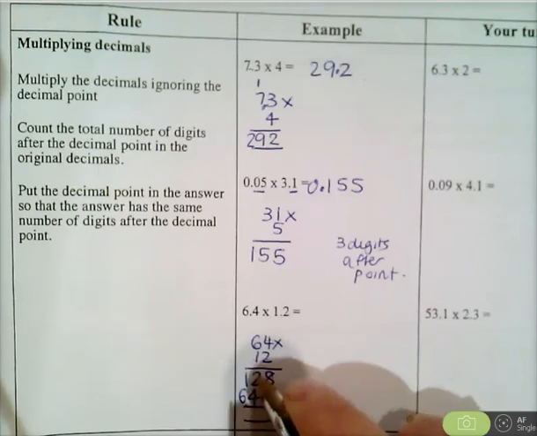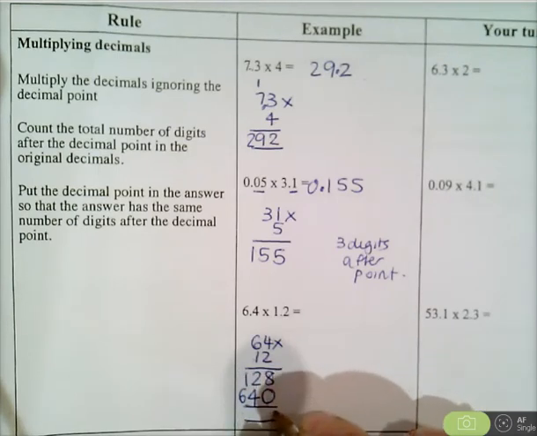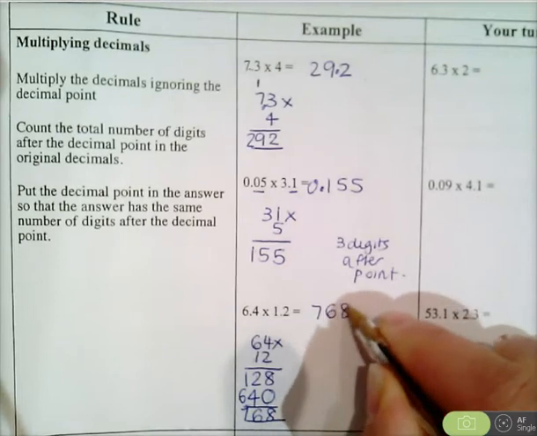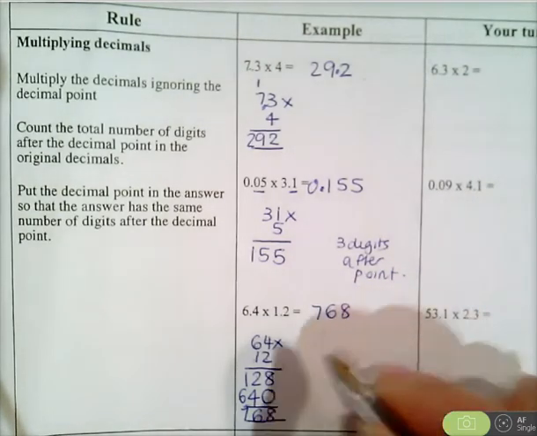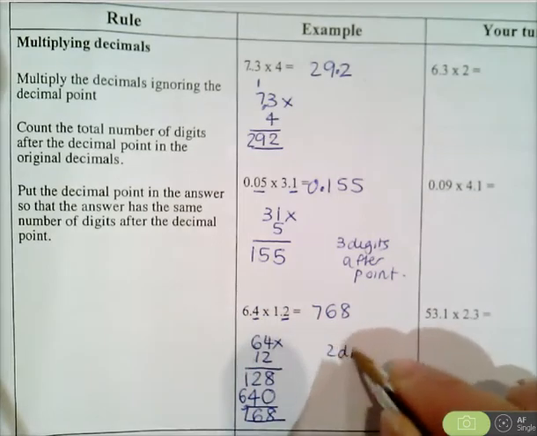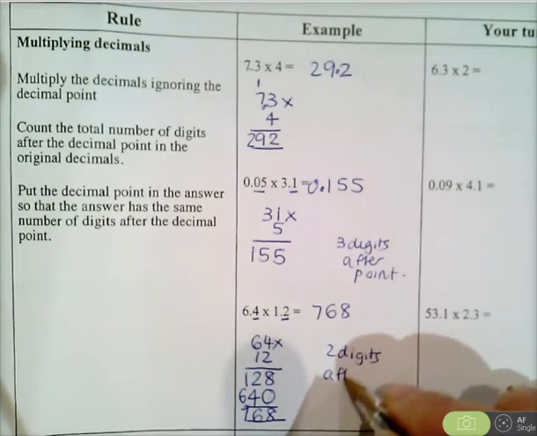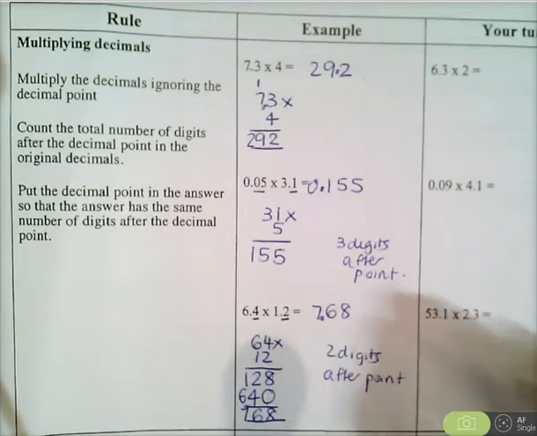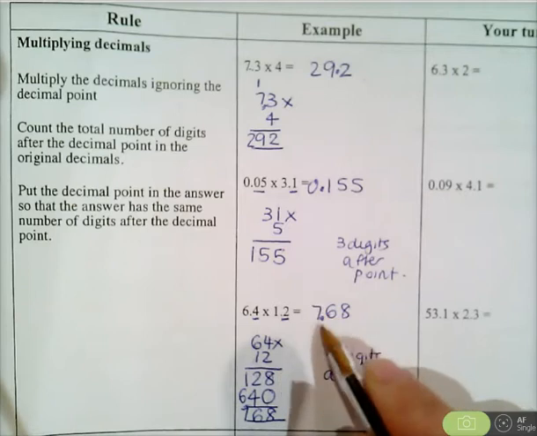Now that we're done, we add these two rows together. 8 plus 0 is 8. 2 plus 4 is 6 and 1 plus 6 is 7. So I write here 768. Now I have to decide where to put the decimal point. Now I've got 1, 2 digits after the point. So in my answer, I need 1, 2 digits after the point. So I end up with 7.68.